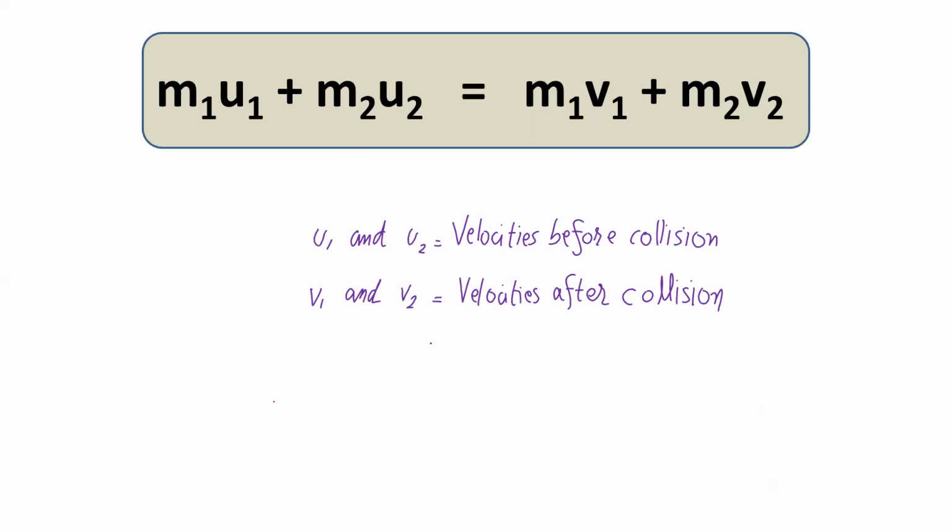You will see this thing in A2, a very important thing to remember. The syllabus mentions that you have to revise this from the previous unit, and you have to connect it here. M1 U1 plus M2 U2 is M1 V1 plus M2 V2.